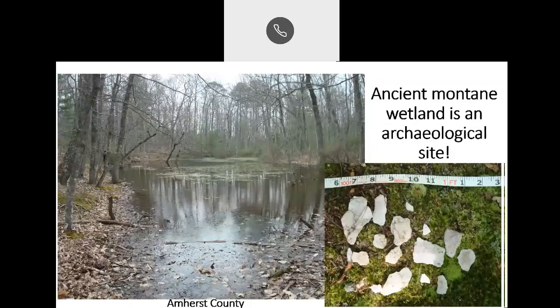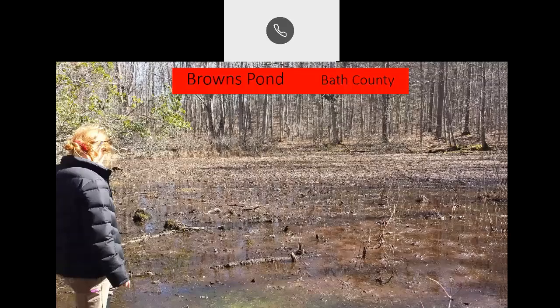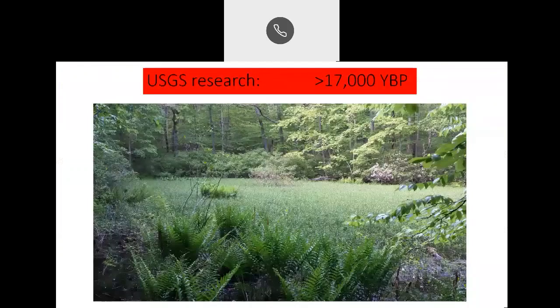Next slide, please. I'll tell you very quickly about Brown's Pond in Bath County. Now, this is a rather large sinkhole wetland in the upper elevations of the Allegheny Mountains here, and it is a particularly wonderful showcase of ancient history. Next slide, please. This image of Brown's Pond shows it during the growing season, and you can see cinnamon fern in the foreground and three-way sedge throughout it.